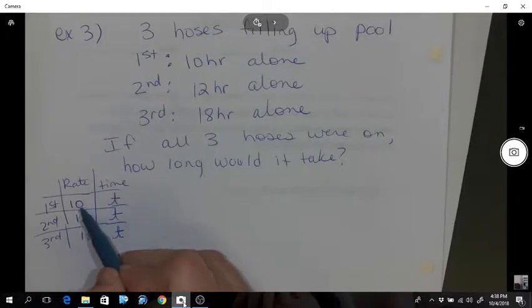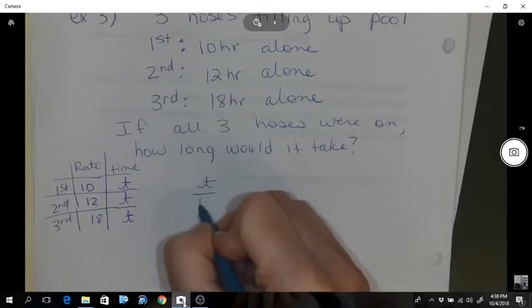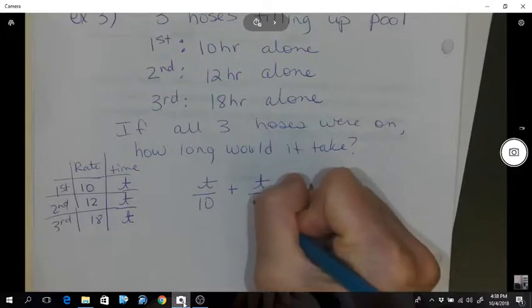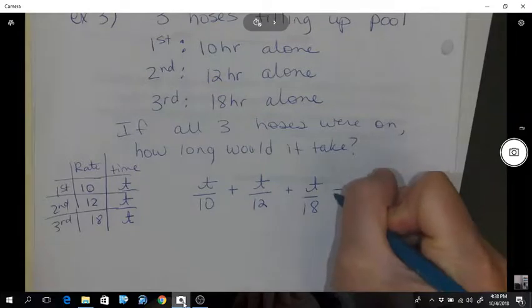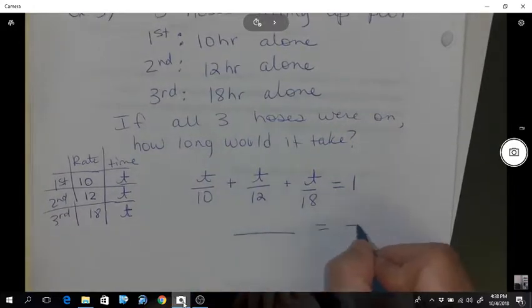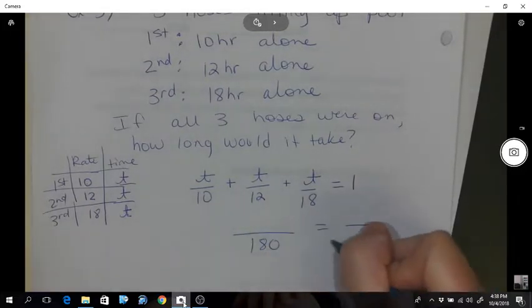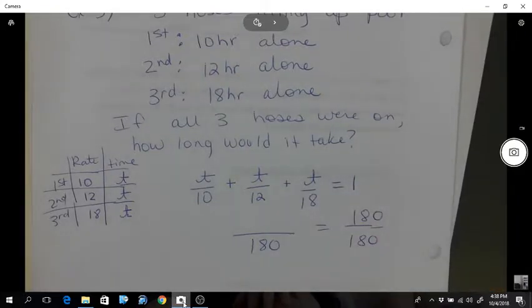Rate is the job completed. So hose number 1 will do T12ths of the job, or T10ths. Hose 2 does T12ths, and hose 3 does T18ths of the job, and together they would do one job. Okay? Strategy, common denominator. What's common between 10, 12, and 18? The lowest one I can get is 180. So 180 over 180 on that side.